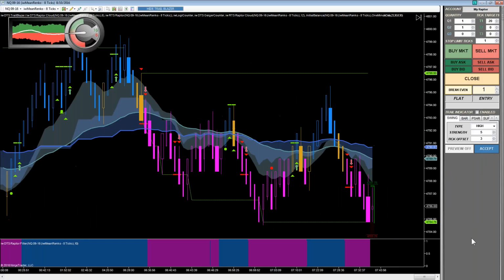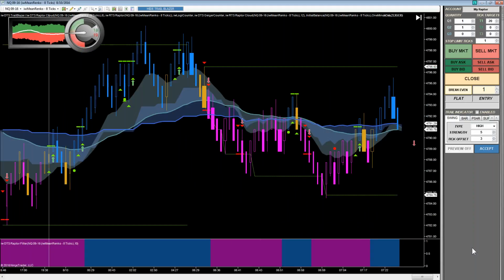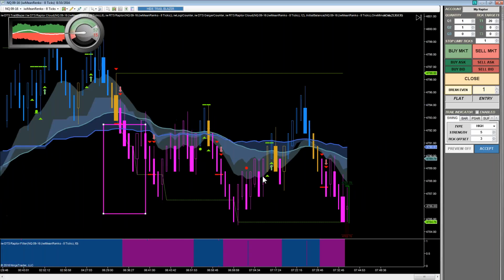Tony's asking about a measured move on the Raptor. Maybe. It depends what you're looking at for your measured move. Are you looking at, I suppose, this? There's one. Yeah, maybe. That's all you're getting. It's just one leg lower.